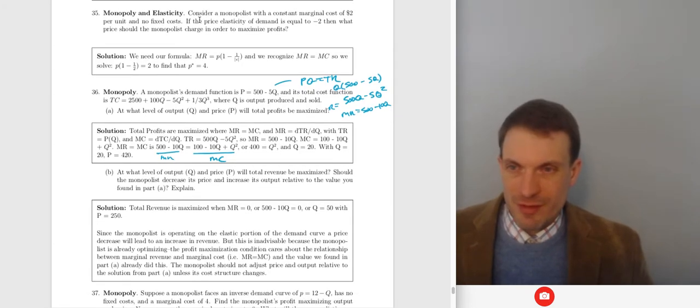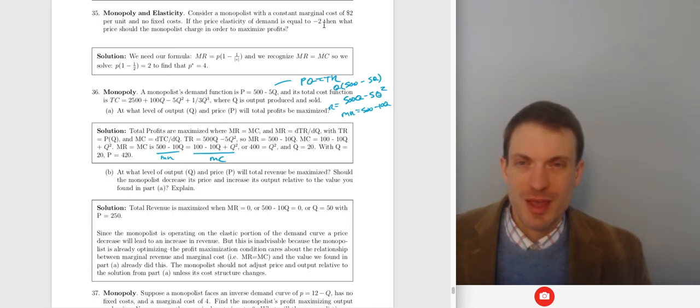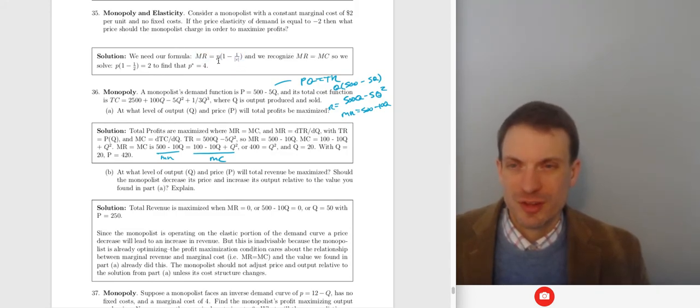All right, 35. Consider a monopolist with constant marginal cost of $2 per unit, no fixed cost. If the price elasticity of demand is equal to -2, what price must the monopolist charge to maximize profits? Well, we'll have this formula. Marginal revenue is equal to price times 1 minus 1 over the elasticity. Set this equal to marginal cost. The marginal cost is 2. We have to find the output price. The elasticity was 2. So we'll have P times 1 minus a half equals 2. Find that the market price had to be 4.